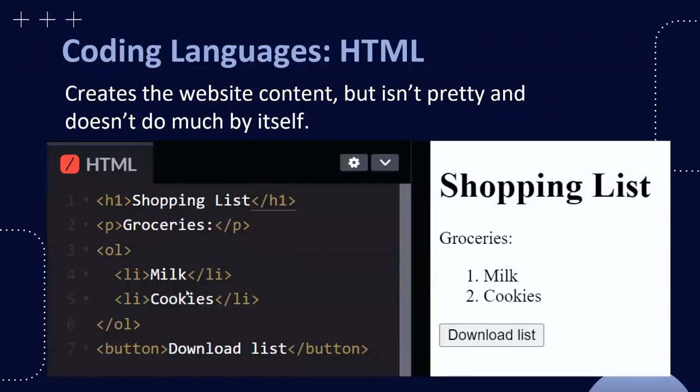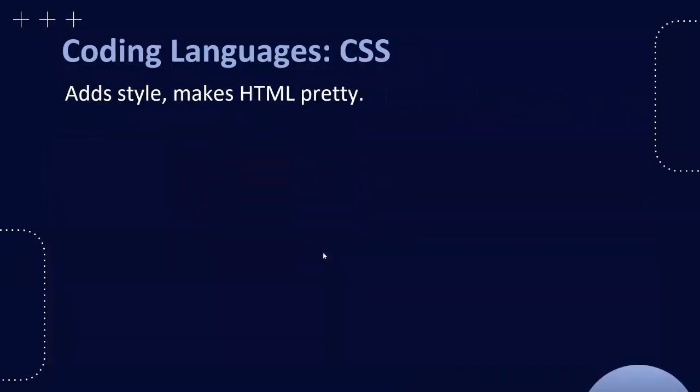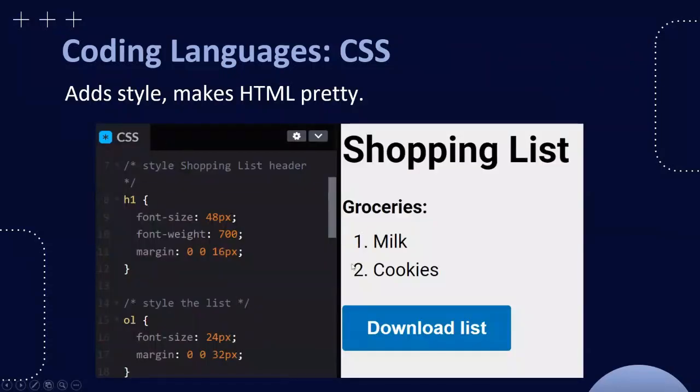So, you know, I've got a shopping list here. You can see the tags are building this shopping list, but there's no style. And if I clicked this download button, it wouldn't do anything. Whereas CSS stands for cascading style sheets. It adds style. It makes the HTML pretty. So I've got the CSS for the shopping list here, and you can see it's a bit prettier.